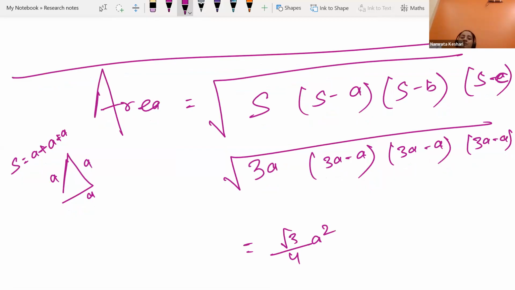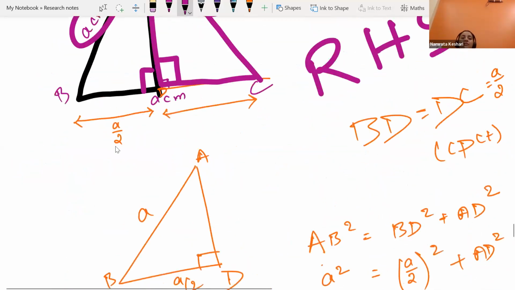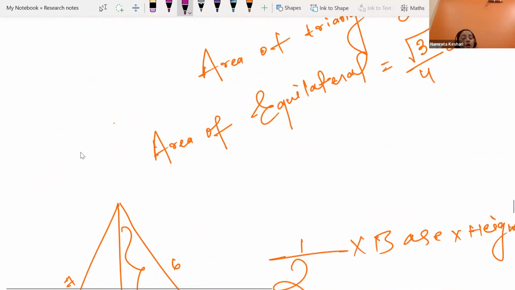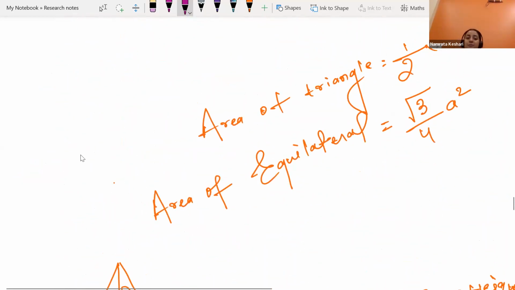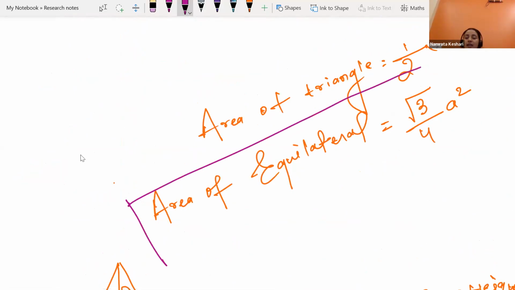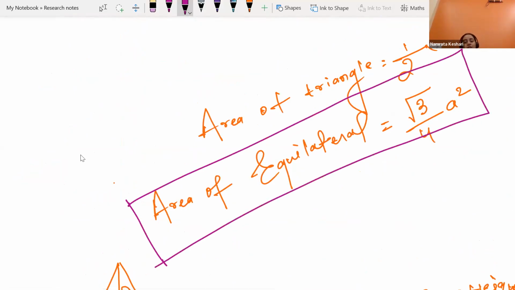So from Heron's formula and from every other formula, there is a formula designed specifically for an equilateral triangle, and that is root 3 by 4 a square. Do you have to learn it? For now, you don't even have to learn it. You just need to know it, because in future when you see this formula, please don't get confused about where it suddenly came from.